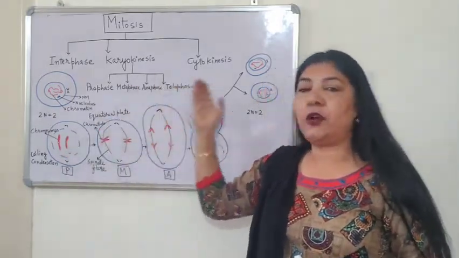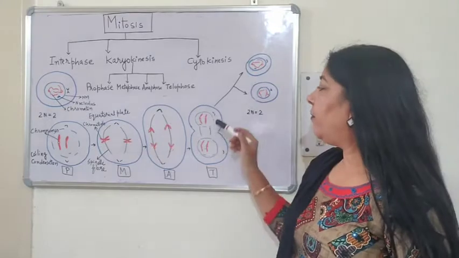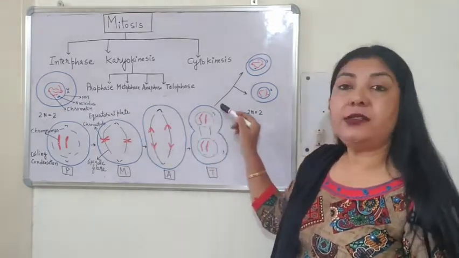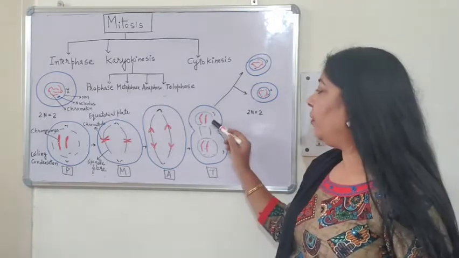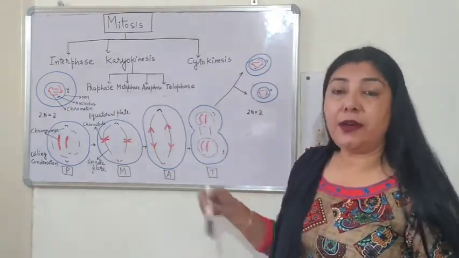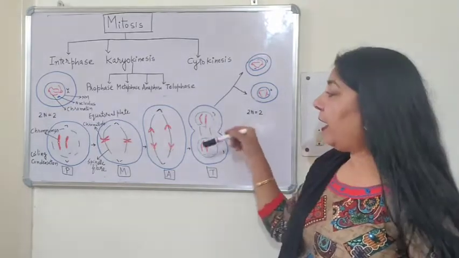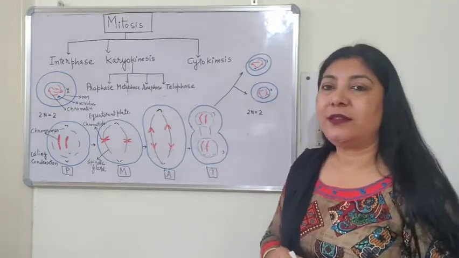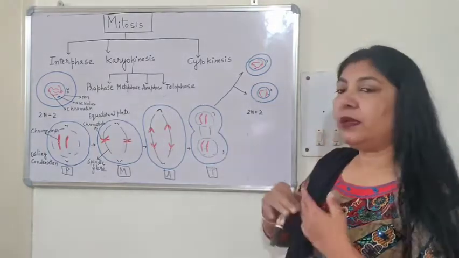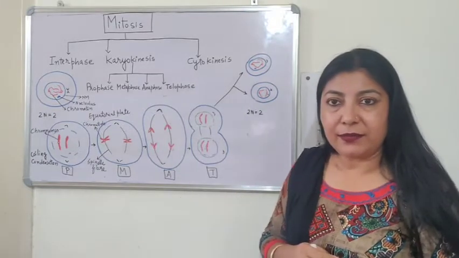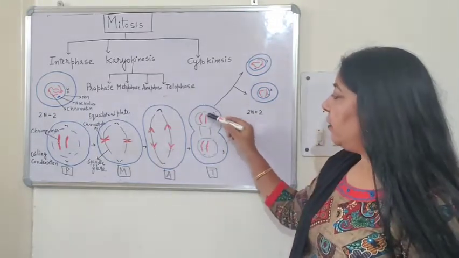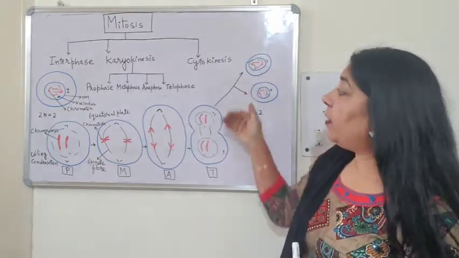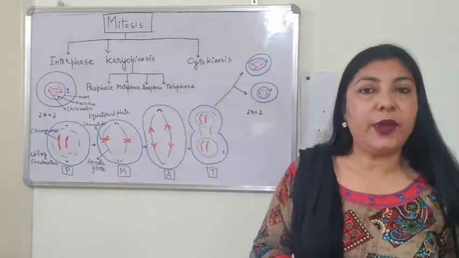Telophase is the reverse of prophase in a way. You can see what's happening. The nuclear membrane starts reappearing. Nucleolus also starts reappearing. And there is uncoiling of the chromosomes. And the spindle fibers start disintegrating. And as a result, you can see the formation of 2 cells taking place. Along with the telophase, cytokinesis also begins.